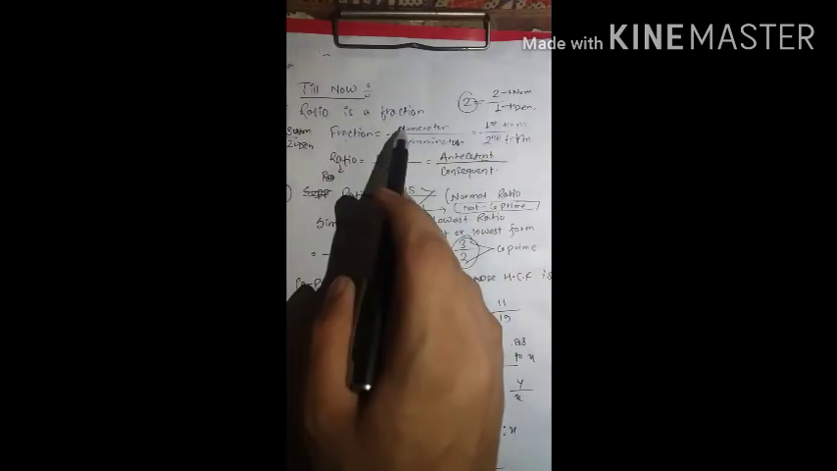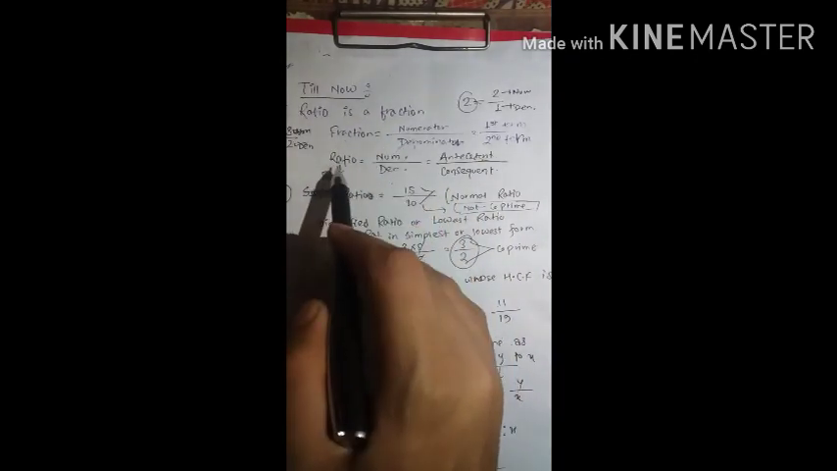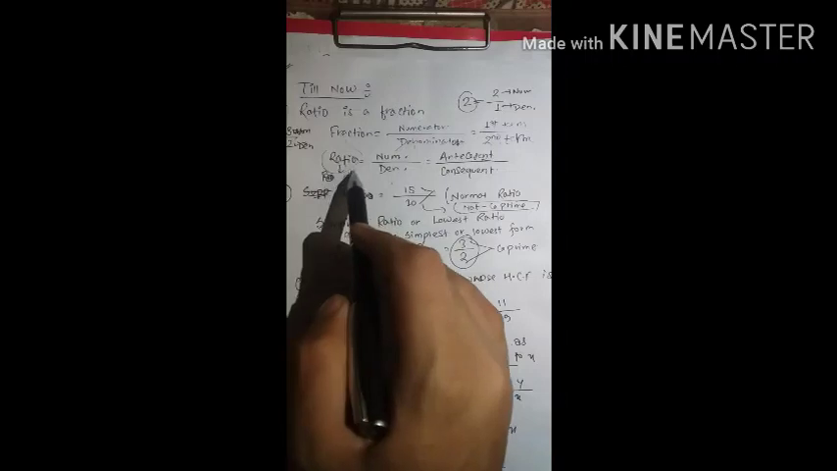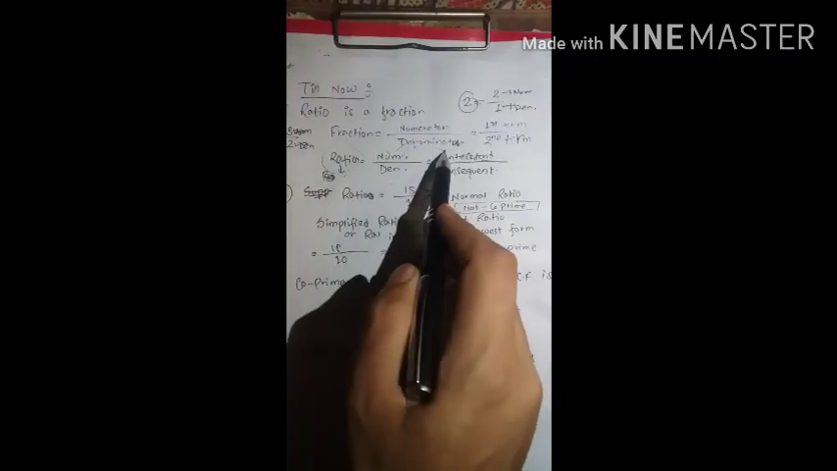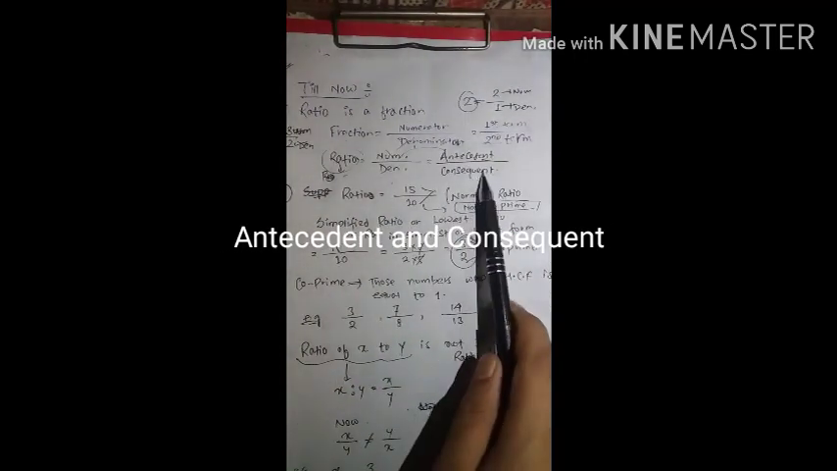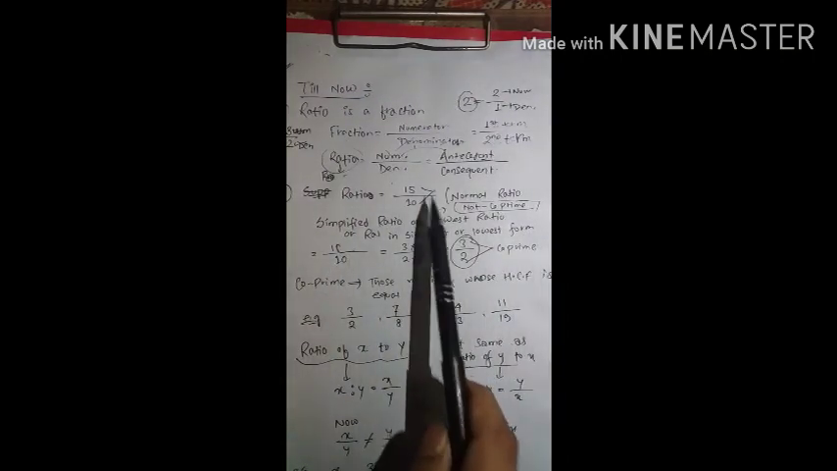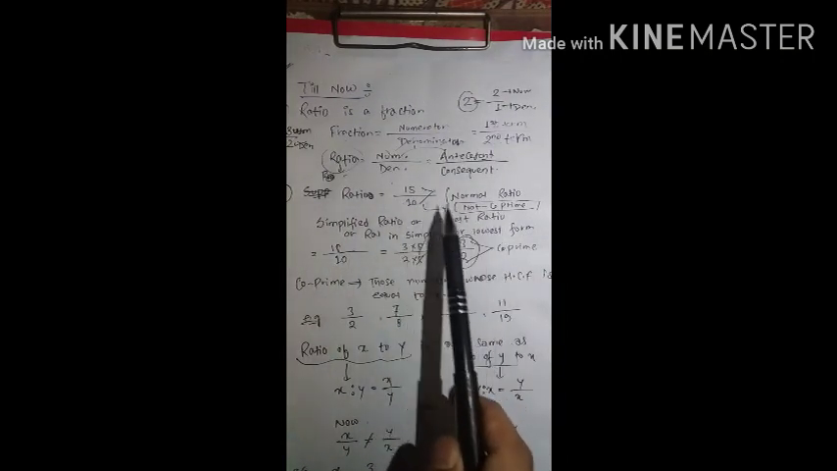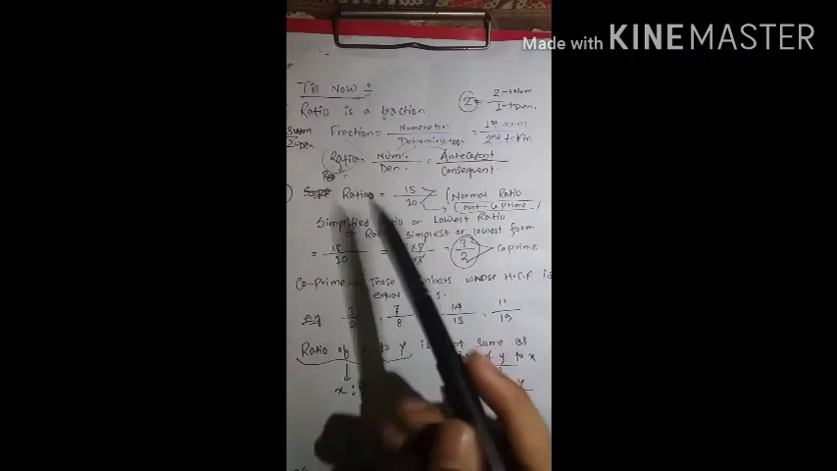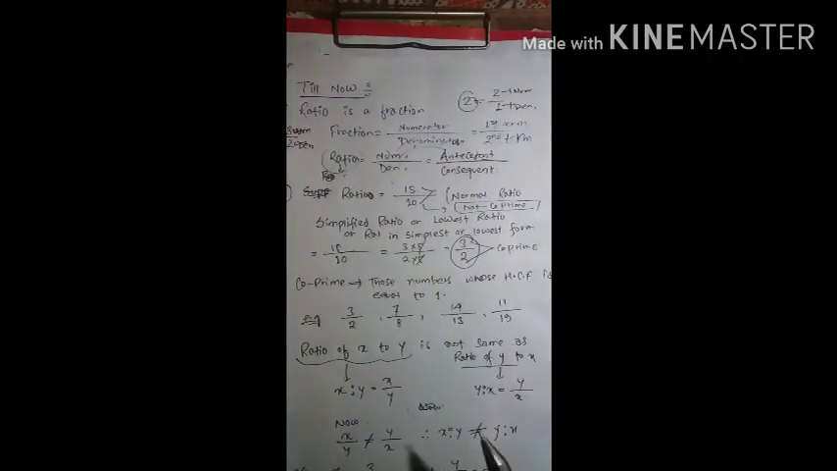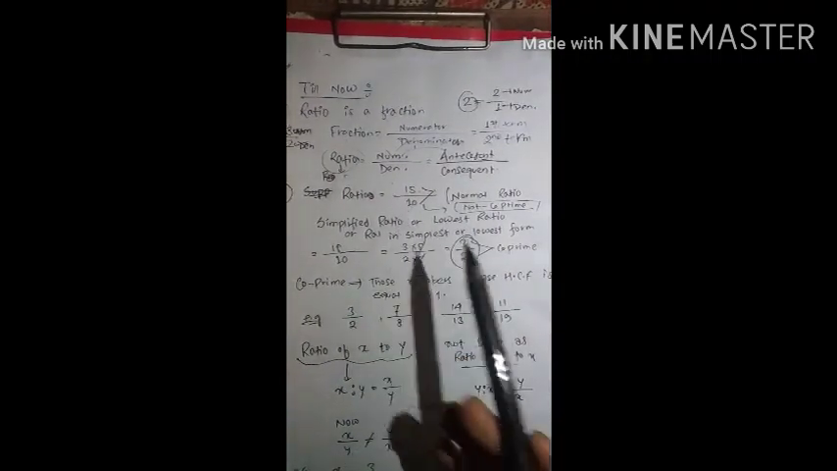In a fraction we call them numerator and denominator, but when we study ratio, the numerator will be called the antecedent. That means the first term is called the antecedent and the second term is called the consequent. For example, 15 by 10. If the question comes what is the antecedent, the antecedent is 15. What is the consequent? The consequent is 10.